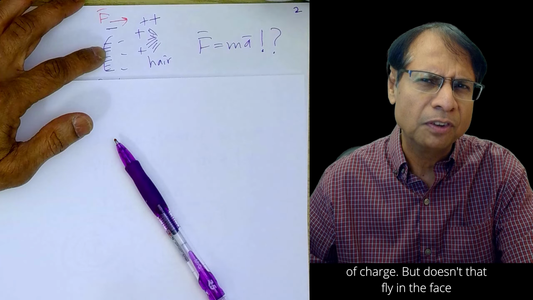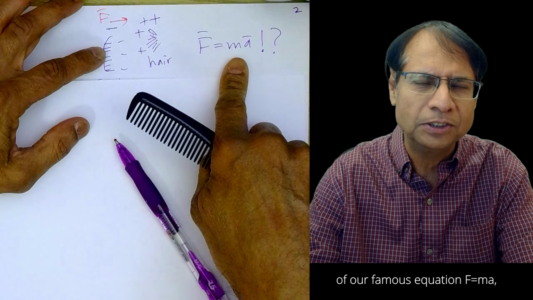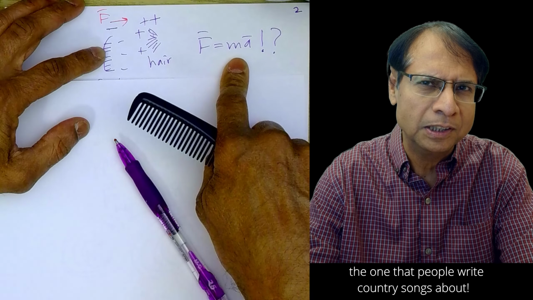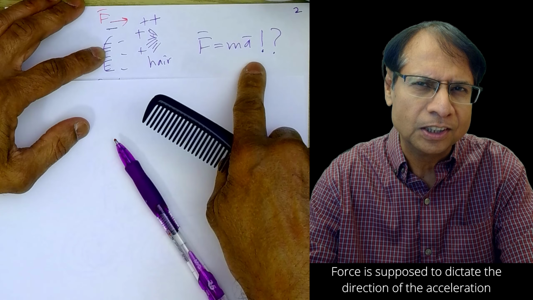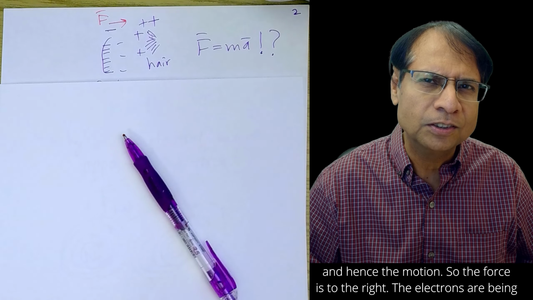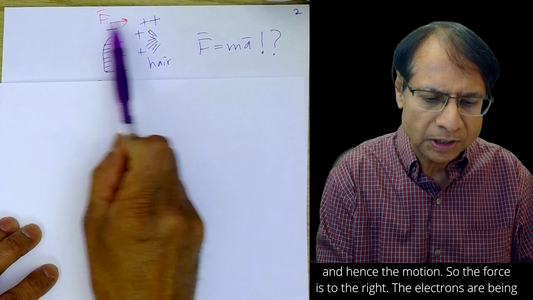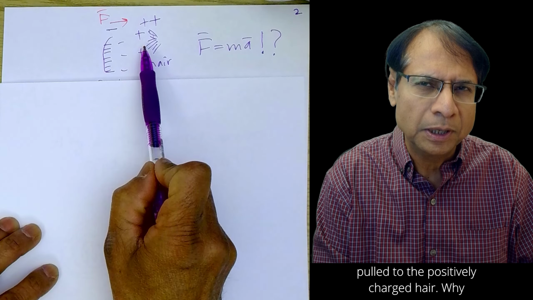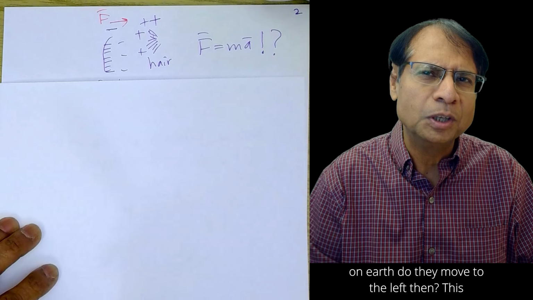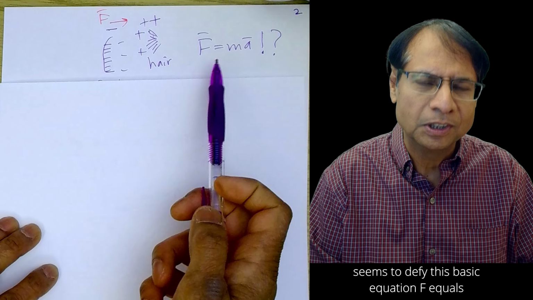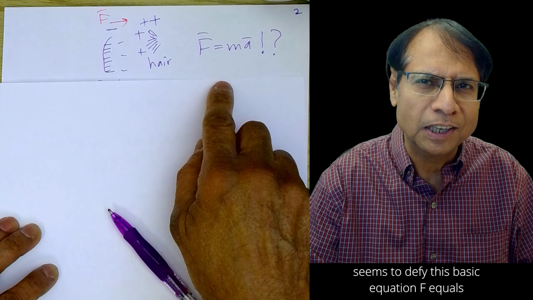But doesn't that fly in the face of our famous equation, F equals ma, the one that people write country songs about? Force is supposed to dictate the direction of the acceleration and hence the motion. So the force is to the right. The electrons are being pulled to the positively charged hair. Why on earth do they move to the left then? This seems to defy this basic equation, F equals ma.